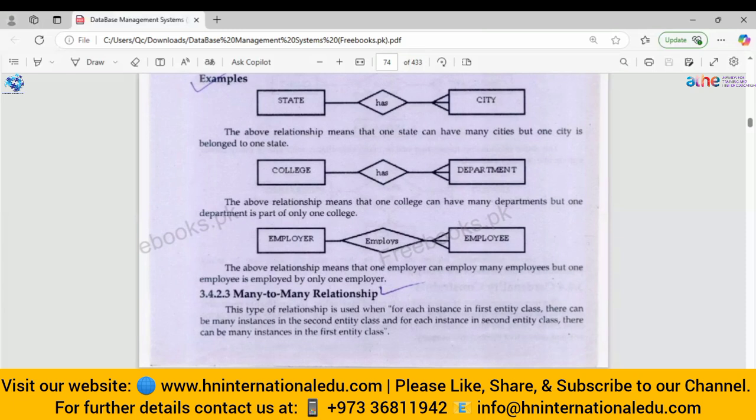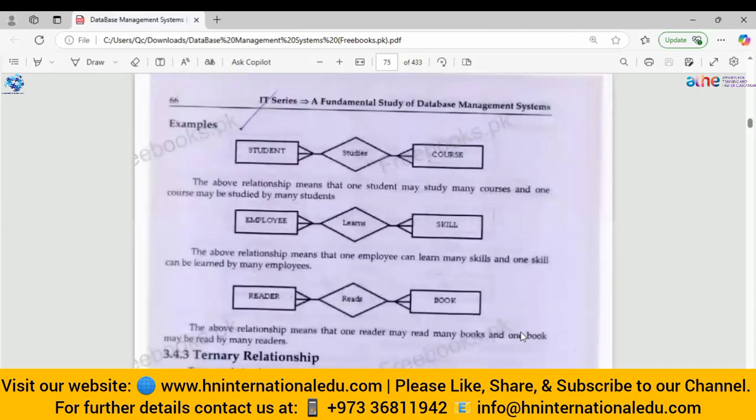Now we have another type of relationship, that is many to many. It means each instance in the first class or first table can have many instances in the second class or second table. It means on both sides we have multiple instances related to the other table. For example, here we have students and courses. As a student, currently you are studying multiple courses. And when you are taking your class, there are multiple students that also take that course. So that is the example of many to many. It means many students can study the same course and the same course can be studied by many students.